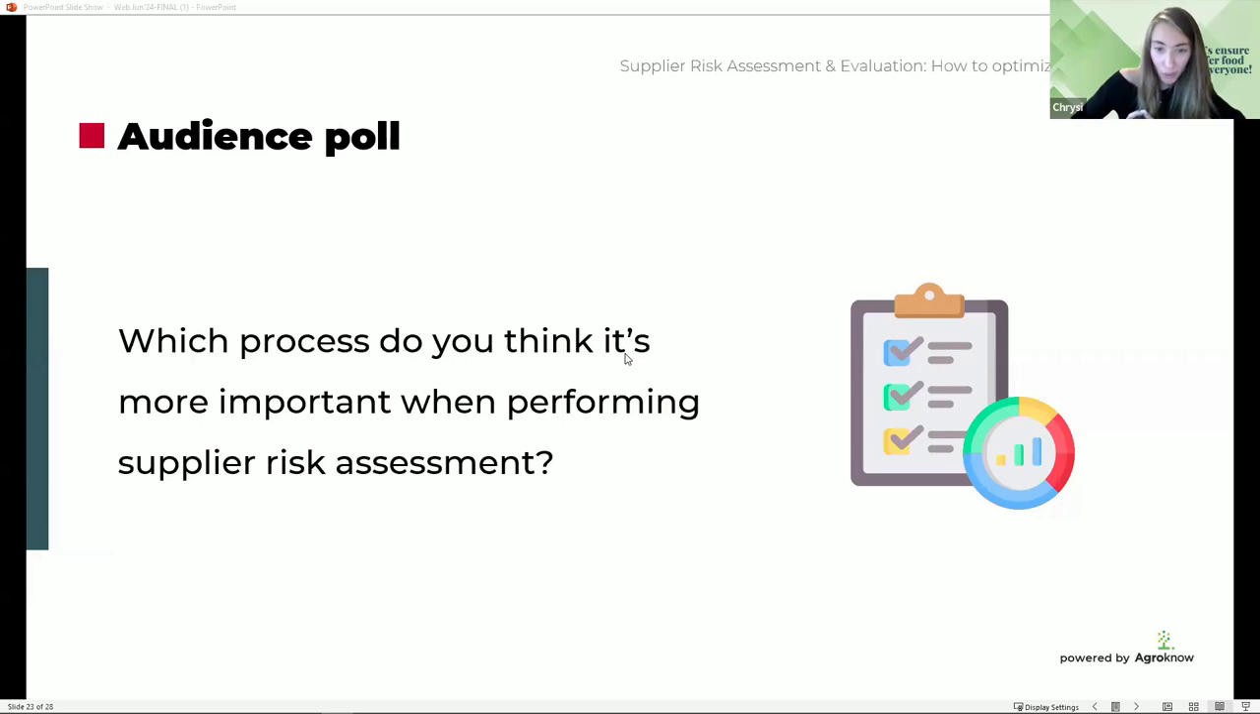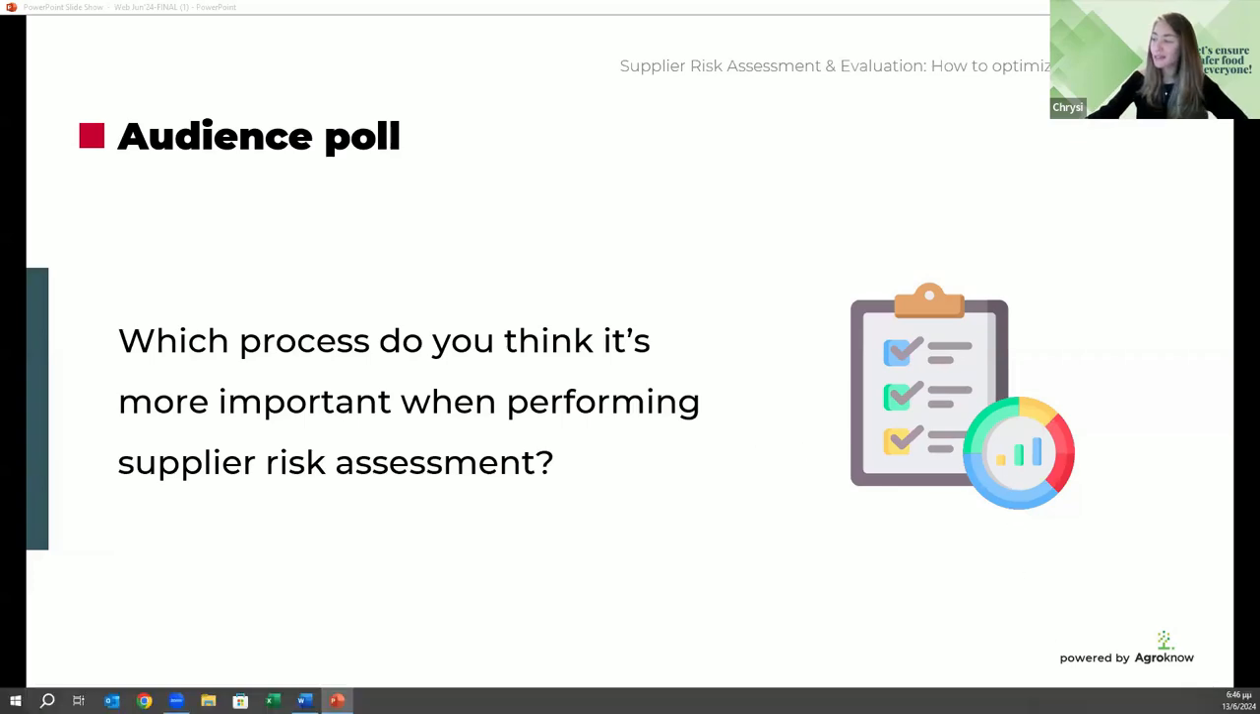I can see most of you are voting for having an overview of the food safety history of your suppliers, but the votes keep coming. So I guess we'll give a few more seconds here. Great, so most of you have responded that the most important aspect is to have an overview of your supplier's food safety history. And a lot of you have also responded that the most important thing is to monitor your supplier performance and number of incidents. So thank you all very much for that.